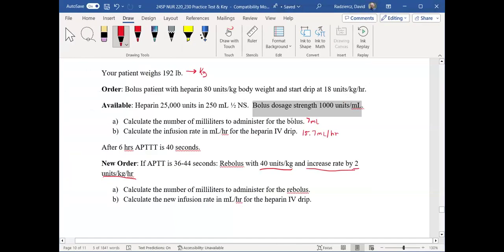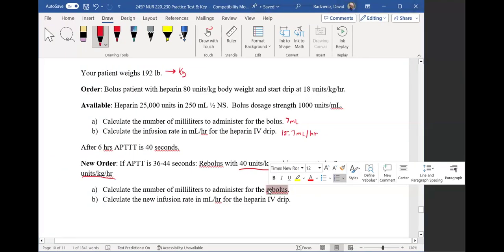Right? So we calculate what is the bolus, what is the rebolus. So bolus again, because it's your same patient. 6 hours has passed. They're still prematurely clotting. So we want to step it up a little bit so we can get them to be less of a clot risk for whatever we're doing this procedure for.